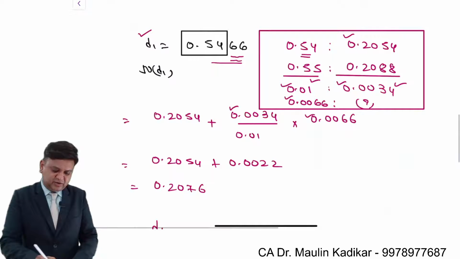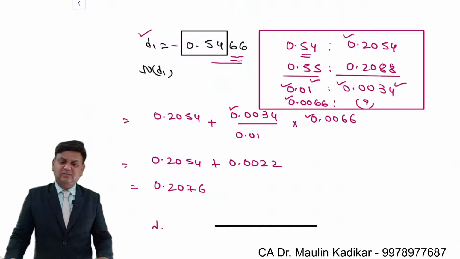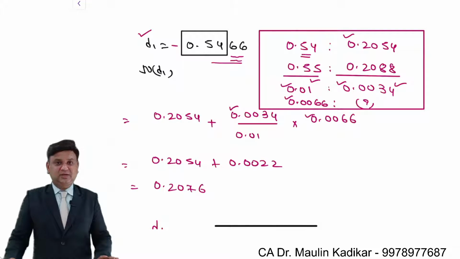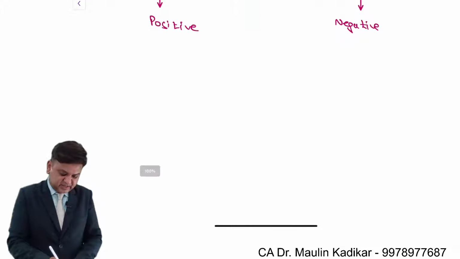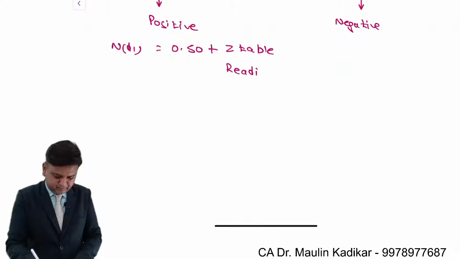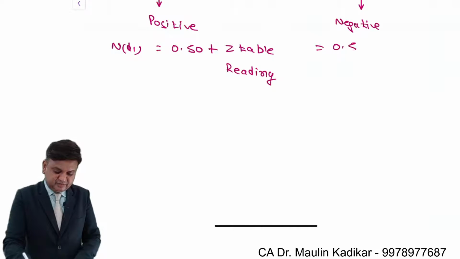Because the same value may be negative. Friends, whether it is positive or negative, the Z table reading is always going to remain same. It is never going to alter. So now if it is positive, then in that case ND1 is equal to 0.50 plus Z table reading. And if it is negative, then in that case it is 0.50 minus Z table reading.